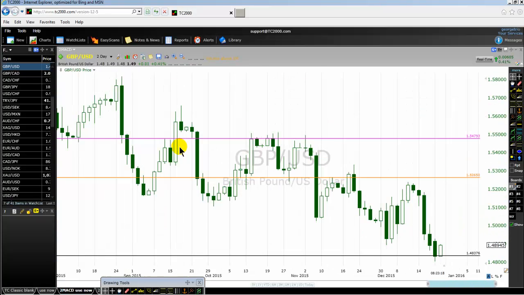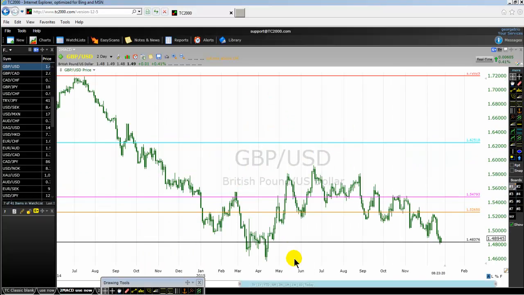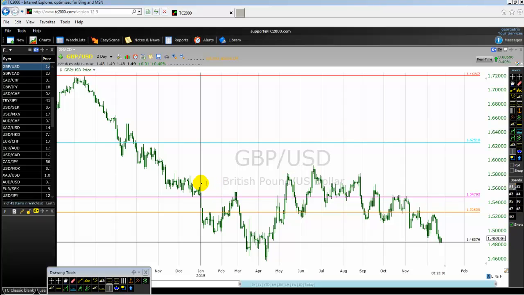So here it is. That's the pink line this year, 2015. So this is the beginning of 2015. Let's put a vertical line there. Okay. So here it is. Price went down at the beginning of 2015 and went back up to retest. So it went below the pink line and went back to retest.